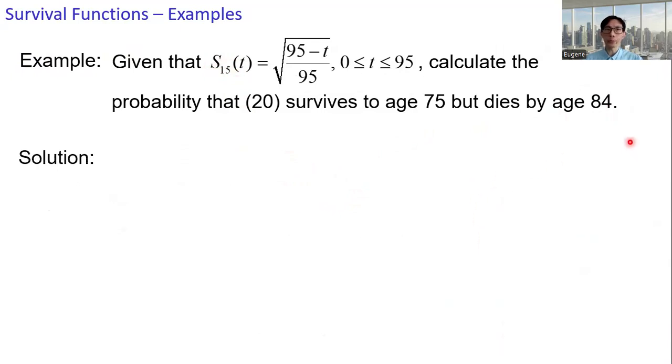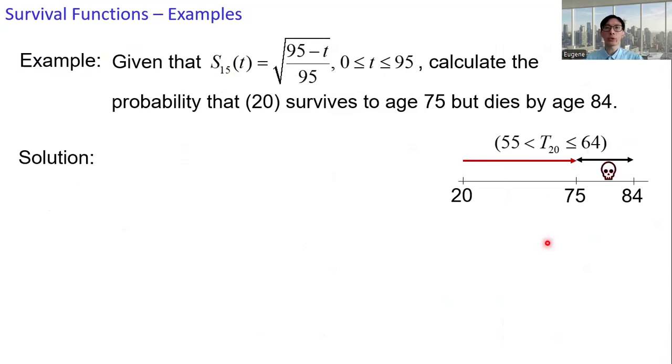Get back to the question. We want to get the probability that T20, a person age 20, survives to age 75. So the future lifetime is at least 55 years, but dies by age 84. The future lifetime is 64 years at most. So the event is T20 between 55 and 64. We are given the survival function at age 15. So we need to convert S20 to an expression involving S15.